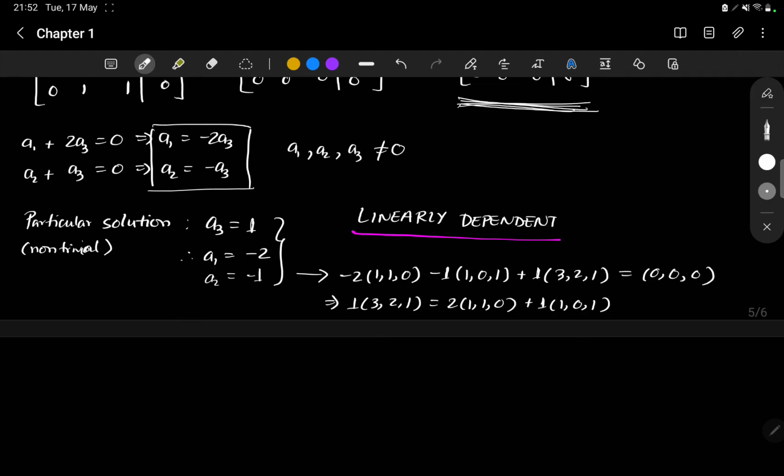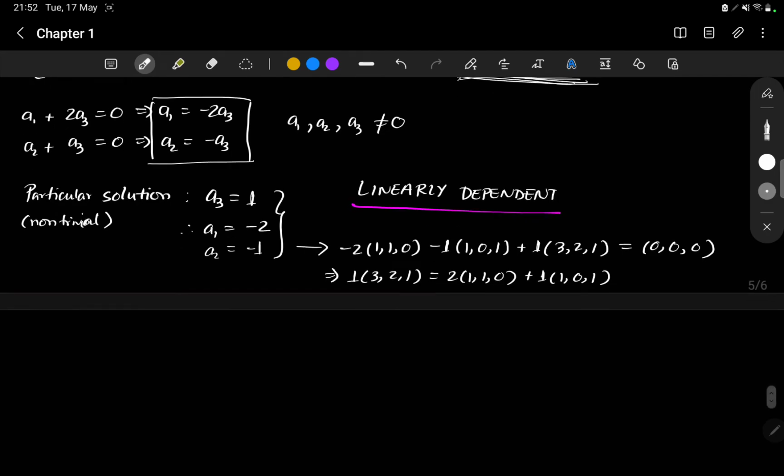Now let us move to the second part of the question that we have. In the second part, we have a different set of three vectors and we need to show that they are linearly independent. So again, let us take the linear combination. So a1 times the first vector plus a2 times the second vector plus a3 times the third vector, and then let us set it equal to the null vector.